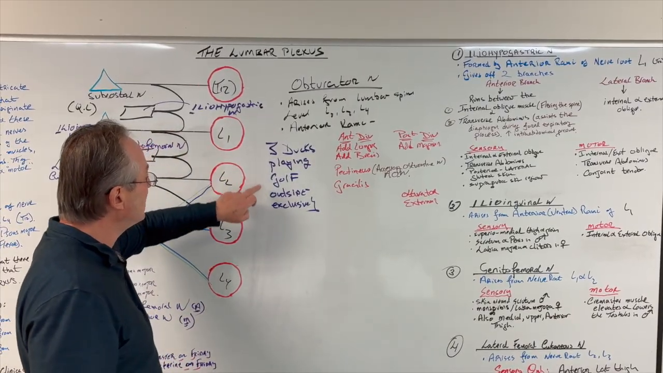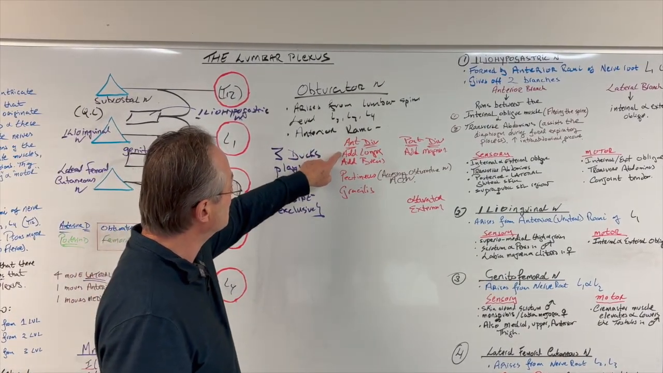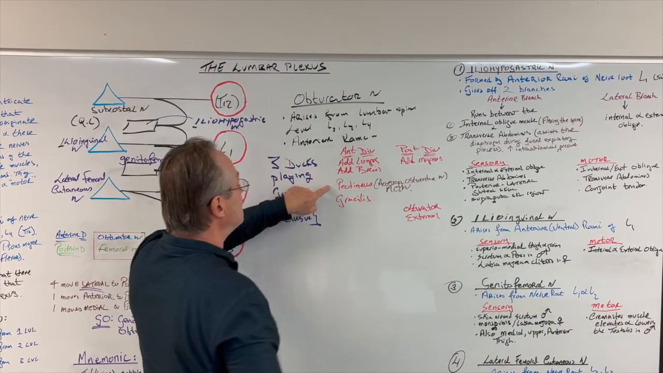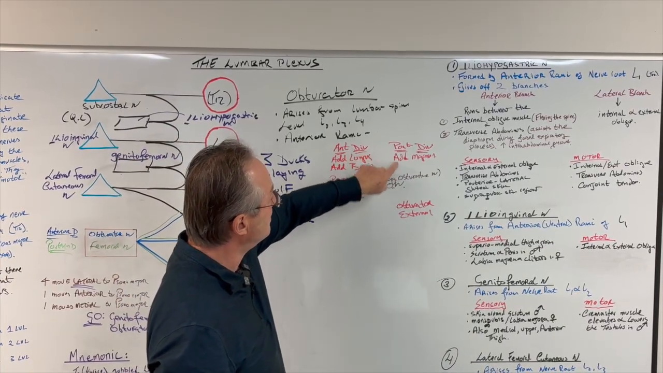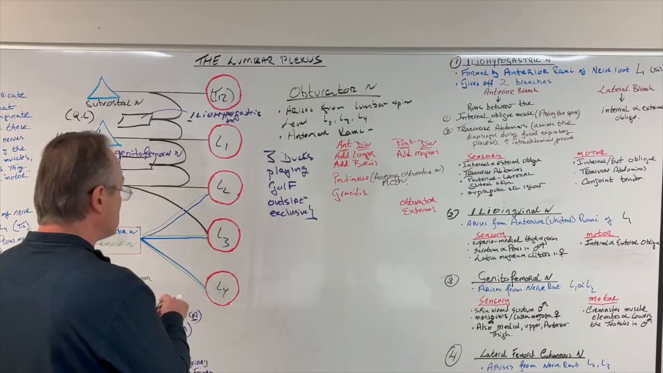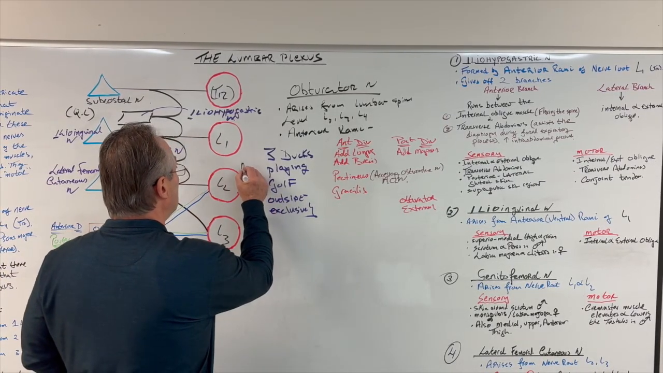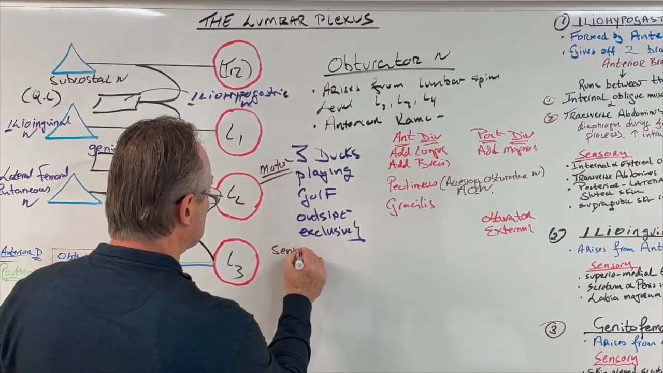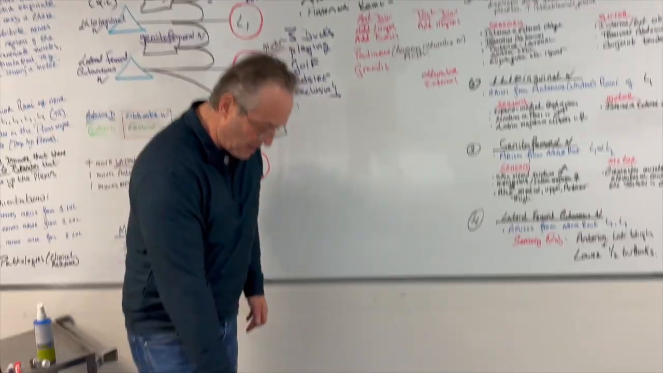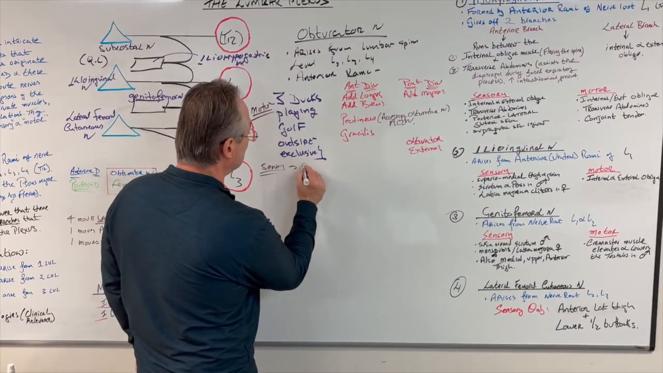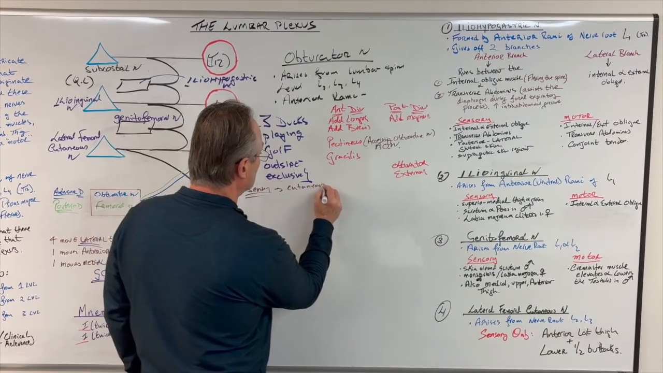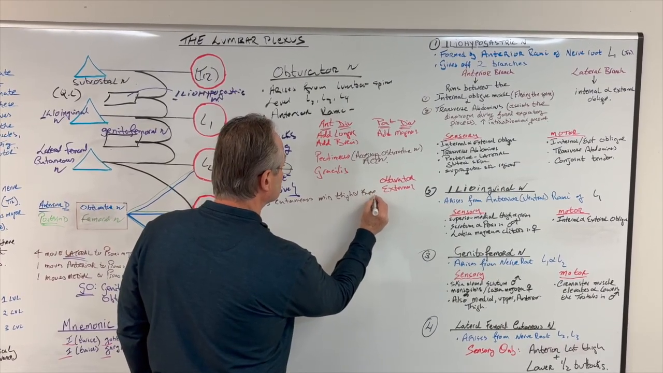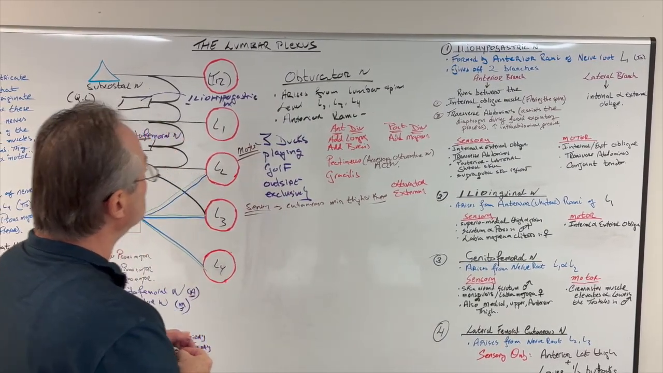Okay, so you have your 3 ducts playing golf outside exclusively, anterior division, adductor longus, adductor brevis, pectineus with the accessory obturator nerve, the gracilis, posterior division, adductor magnus, obturator externus. So this is all motor. And what about sensory? Sensory, mid-thigh, mid-knee. Sensory or cutaneous? Cutaneous, mid-thigh and knee. Obturator nerve.